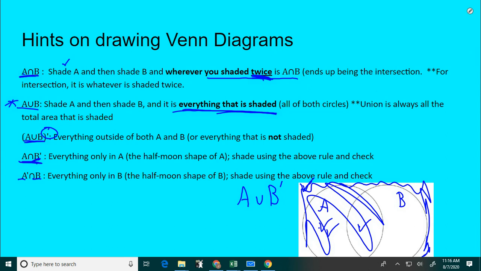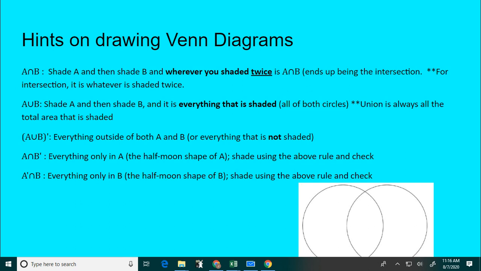So if you follow the rule, whatever the letters are, so you have A, B complement, put checks in all those. And then union is everything that's got a check. Intersection, everything is checked twice. All right. Follow that rule, and you're going to be good to go with most all of the Venn diagrams you're ever going to do.